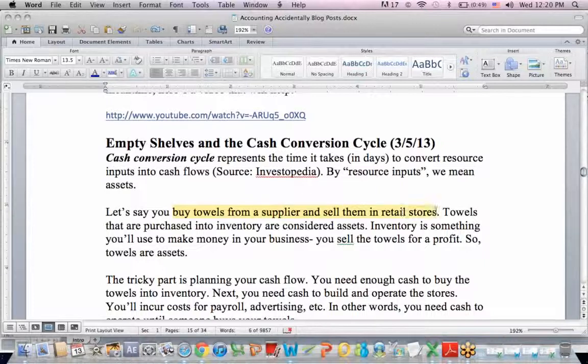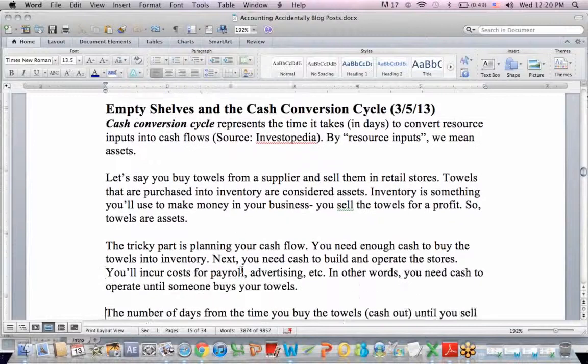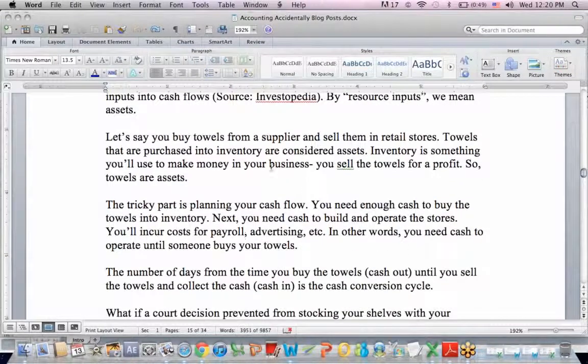So let's say you buy towels from a supplier and you sell them in a retail store, and this relates to the article that we'll get to. The towels you purchase in inventory are considered assets. They're assets because they're something you use in your business to make a profit.